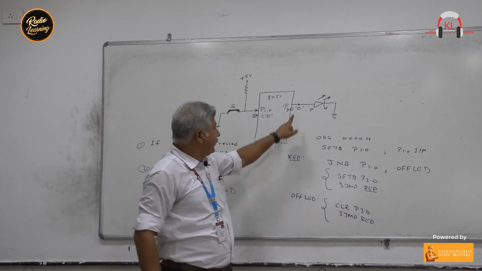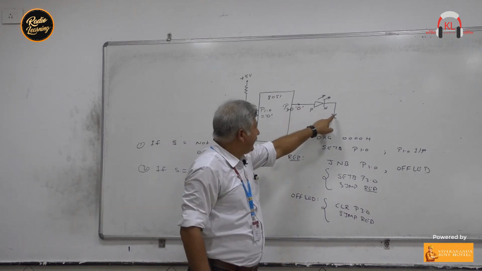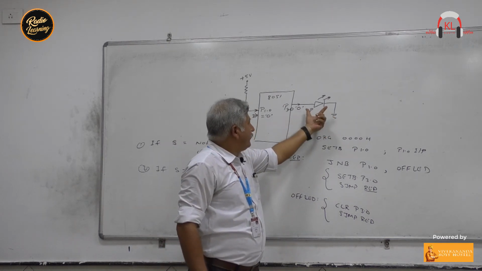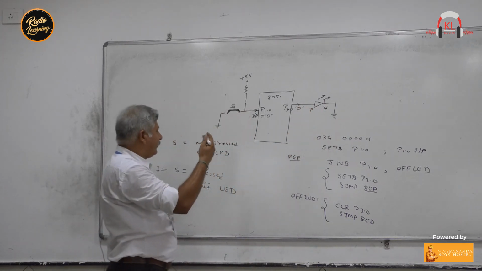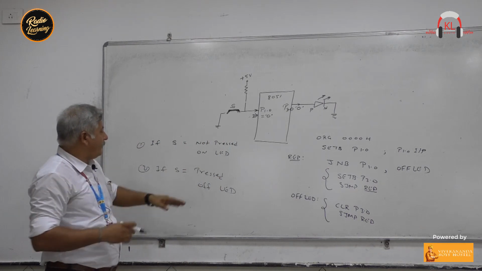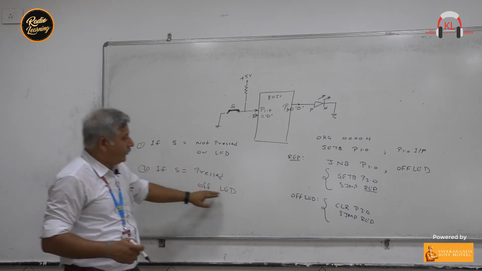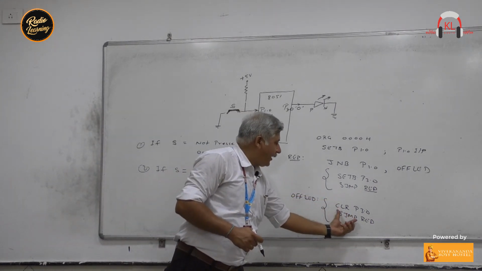If it becomes 0, then this is 0. And the N terminal is connected to ground. Both P and N terminals are at the same potential. That's why this LED is off. That is the condition that we require. When we press, LED is off. Once the LED is off, S jump.